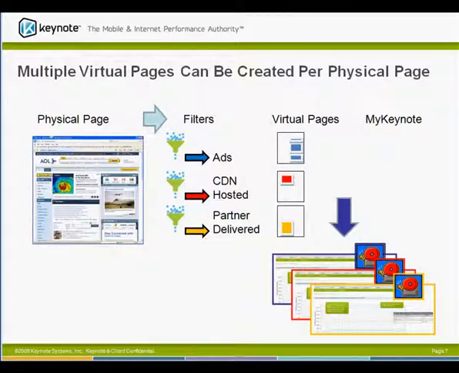Perhaps a more detailed example will help. Here you have a physical page, and we've developed filters to focus on the ads, CDN-hosted content, and partner-delivered content. Each of those is creating a separate virtual page. When those virtual pages are reported to My Keynote, they can be alarmed upon, trended, reported, etc.